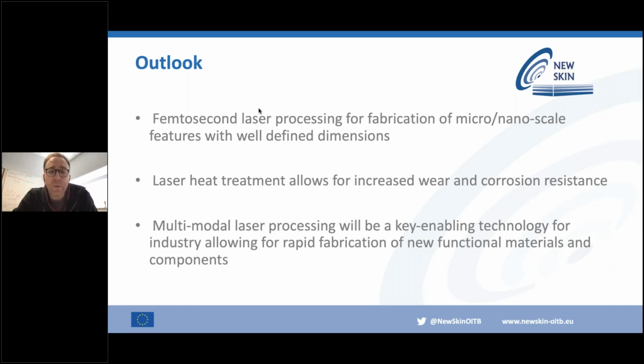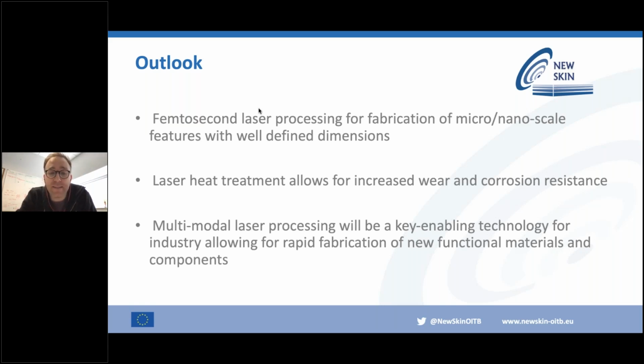So I suppose just to end with an outlook as to our soon-to-be online laser processing facility. It offers a very rapid, quick, and upscalable route towards the generation of well-defined dimensions on surfaces, on ceramics, and other materials. The laser heat treatment would allow us to combine the advantages of laser thermal hardening and corrosion resistance with femtosecond laser processing for surface structuring, which gives us a very wide range of applications that we can potentially work with.